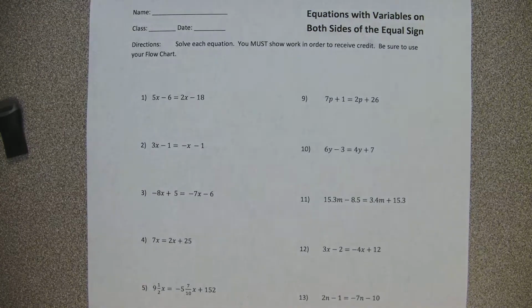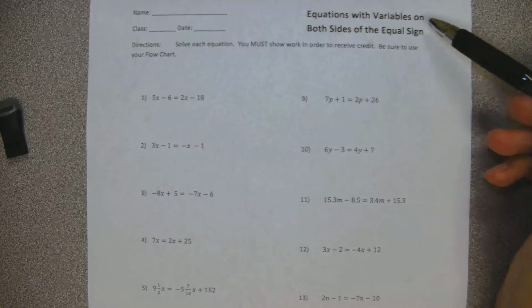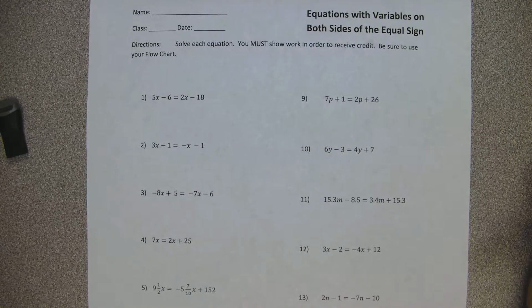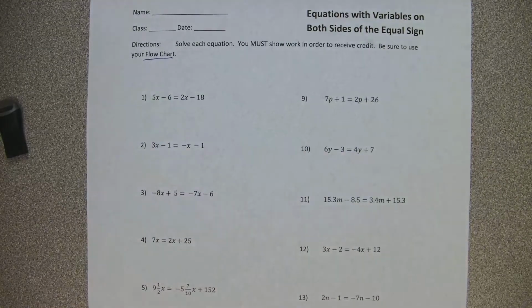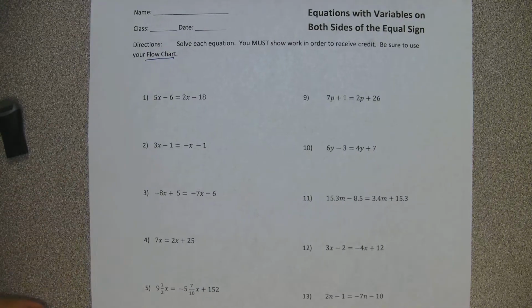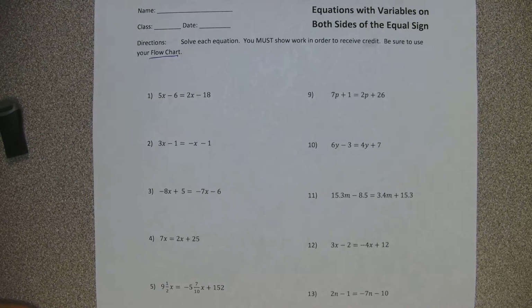Alright, in this video we're going to be solving equations with variables on both sides of the equal sign. Now, one of the things that I would encourage you to do if you're in my classes is to look at your flow chart that we've given you in class. That's going to give you step-by-step how-to instructions to get through these. Some of the steps that I'll go through with these problems might vary from that just a little bit depending on the problem. But for the most part, it's the way that you're going to want to get things done.